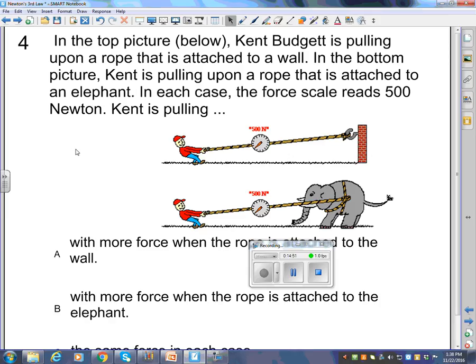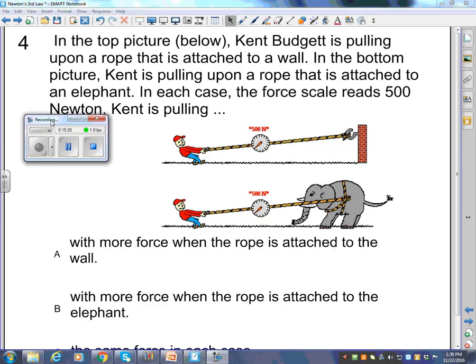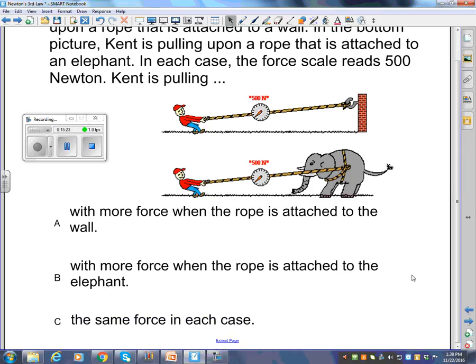Okay. In the top picture below, the guy's name is... doesn't look after his money very well, can't budget... is pulling upon a rope that is attached to a wall. In the bottom picture, Kent is pulling upon a rope that is attached to an elephant. In each case, the force scale reads 500 newtons. Is Kent pulling with more force when the rope is attached to the wall, with more force when the rope is attached to the elephant, or with the same force in each case? A, B, or C. It's not trick questions, it's questions that make you think.